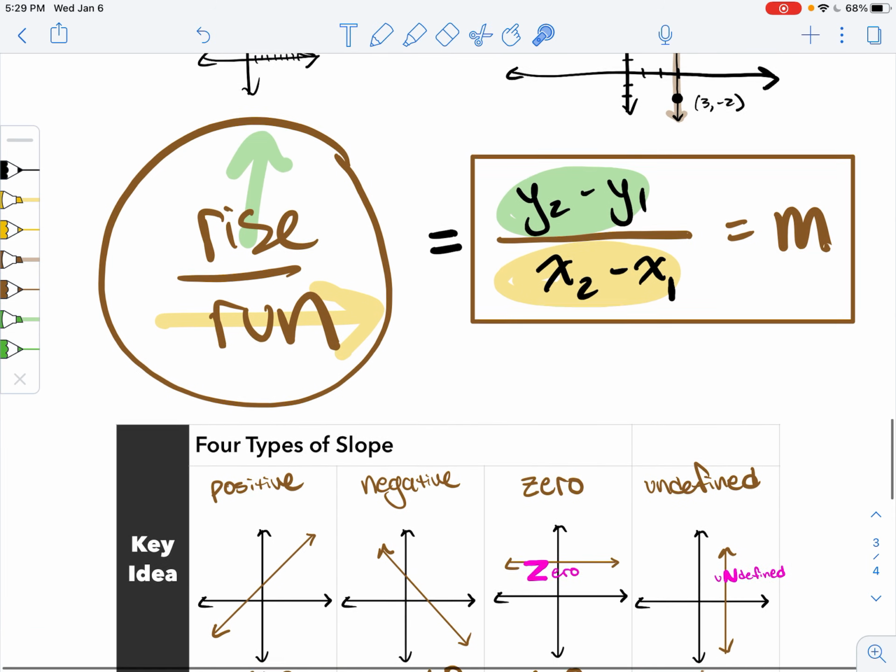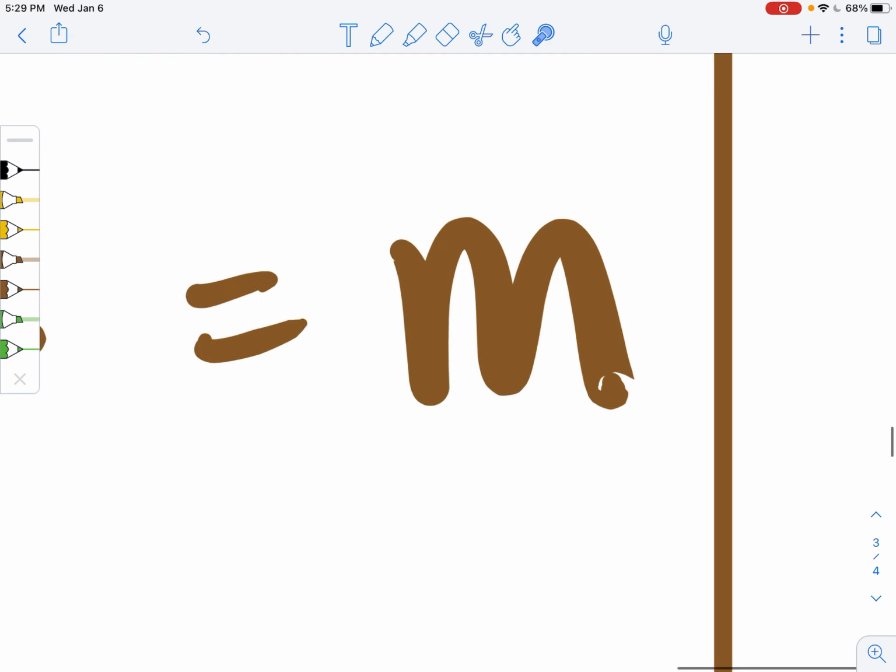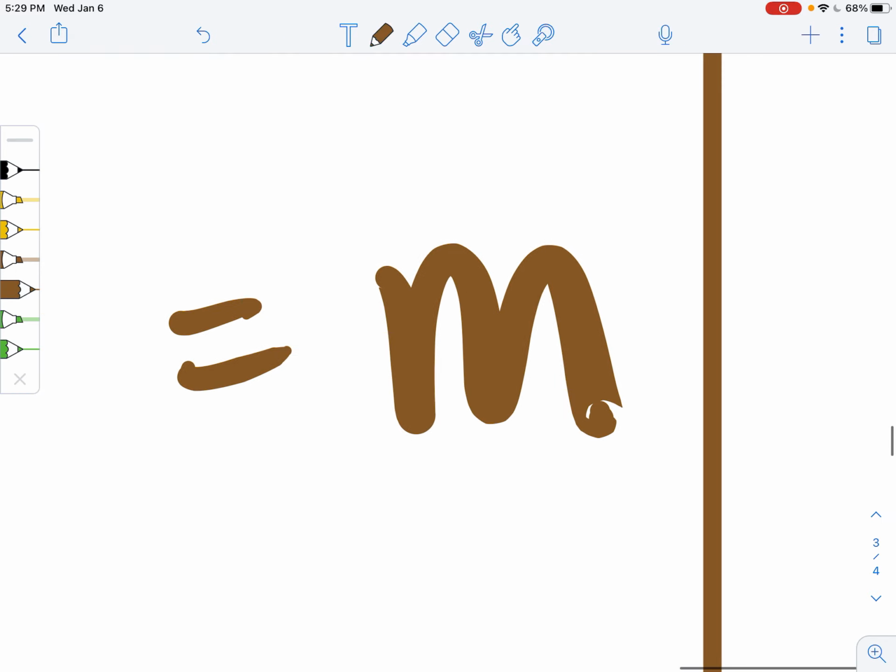And slope is how high it goes and how long it takes to get there. It's rise over run, change in y's over change in x. And slope is, so good.